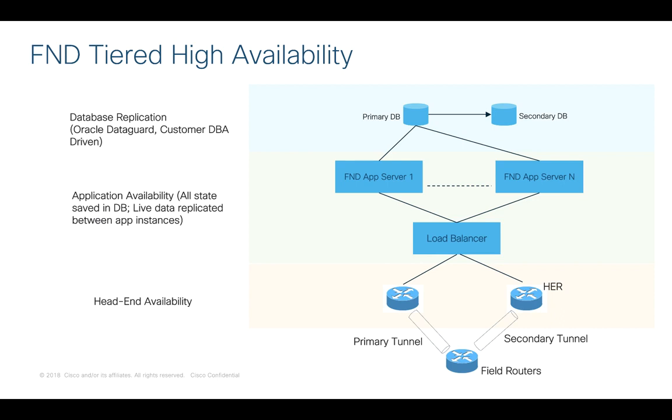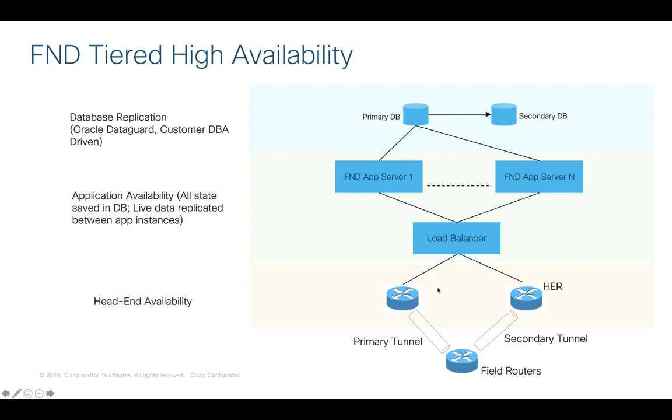FND high availability. Typically, when you talk about high availability with FND, you're talking about app server HA and database HA. The app server HA is built into the application. It uses JBoss clustering. So they have to be sitting in the same subnet, and JBoss automatically discovers these as a member of the cluster. And then HA on the database side is provided by Oracle. So there are Oracle tools available for configuring HA.